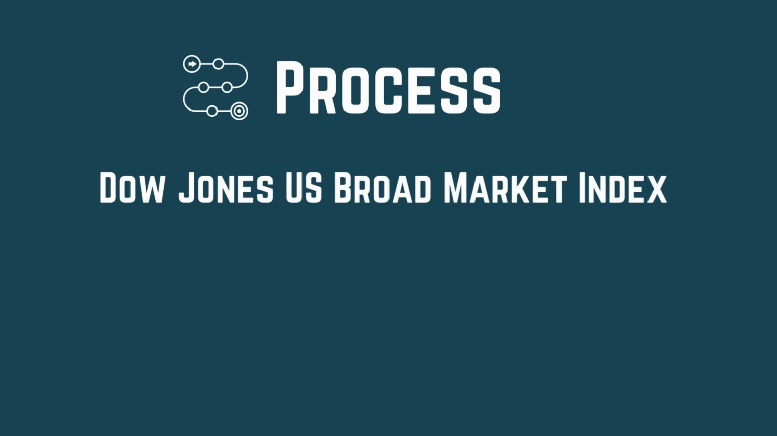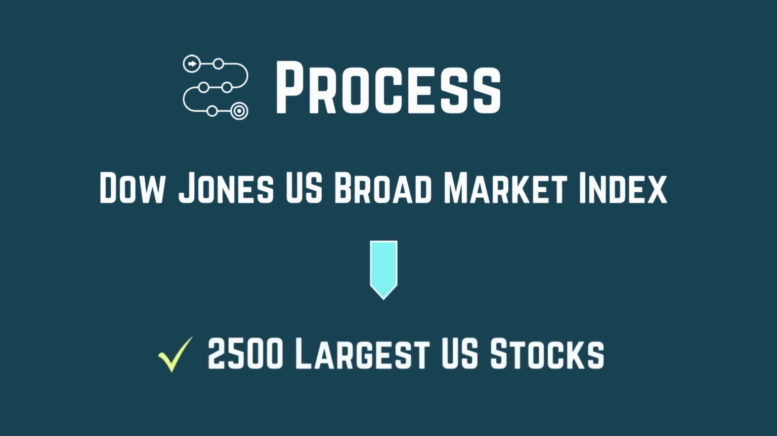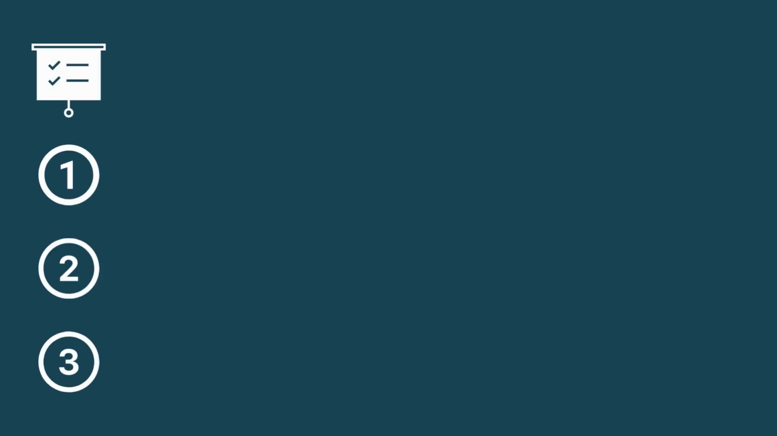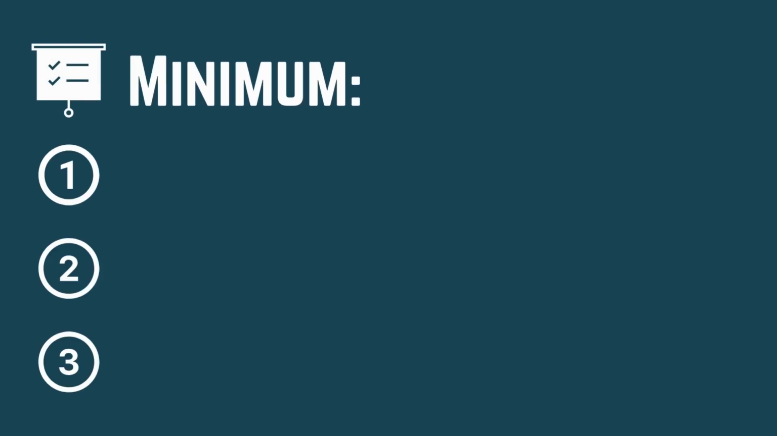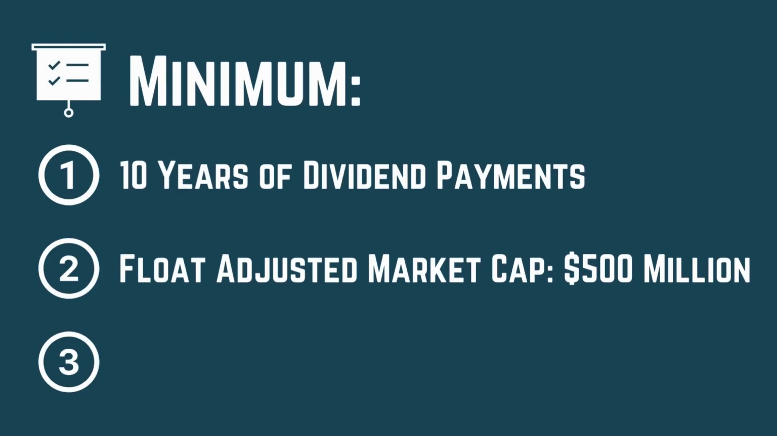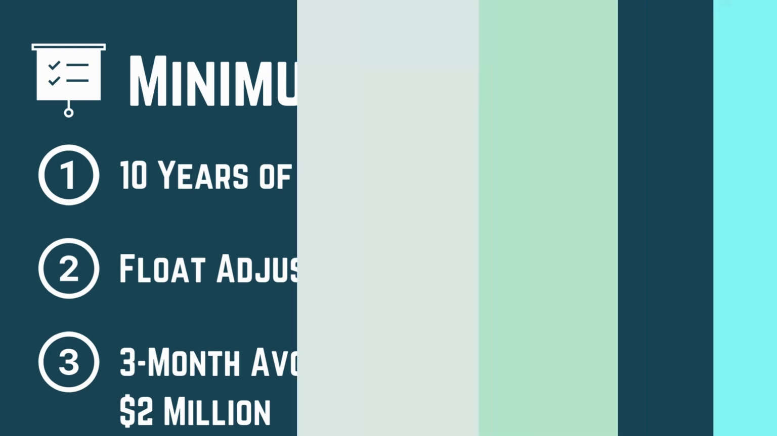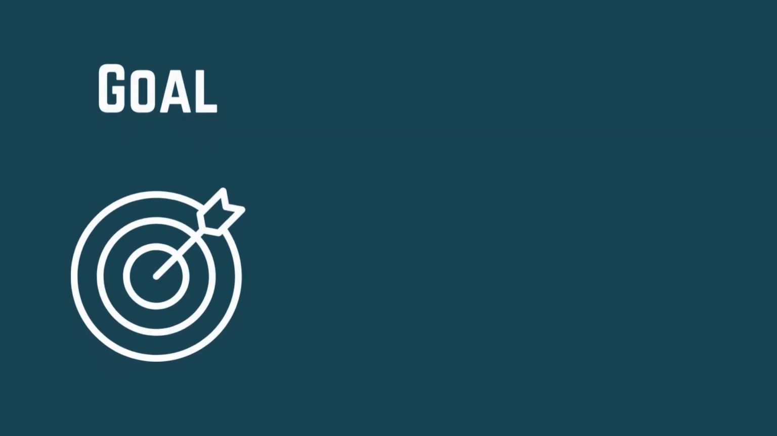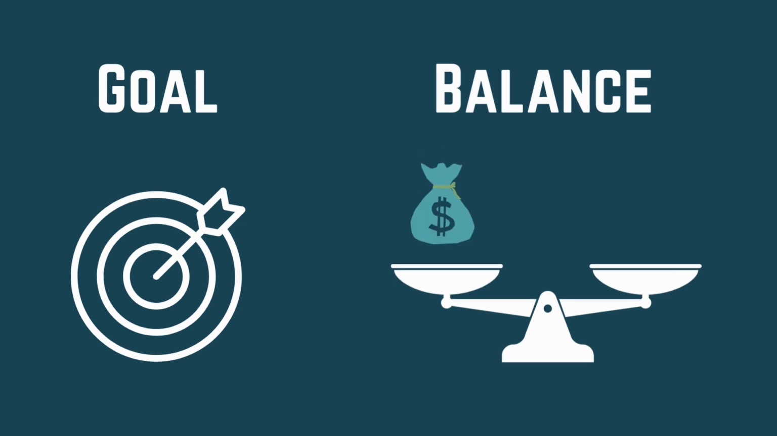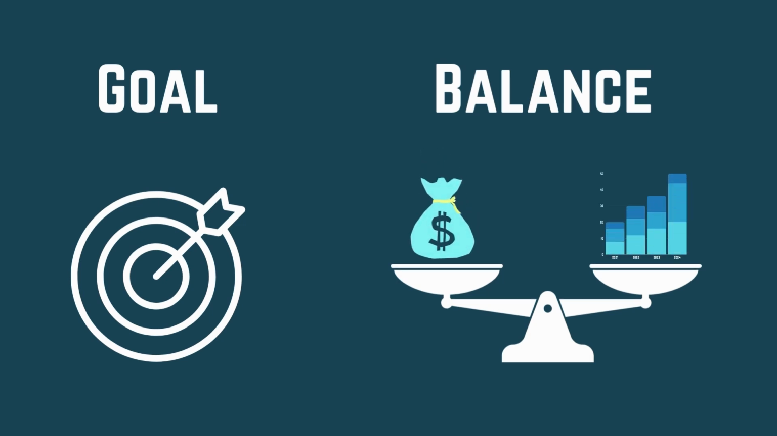The screening process starts with the Dow Jones U.S. Broad Market Index, which is 2,500 of the largest U.S. stocks. They're all screened for 3 things: a minimum of 10 years of dividend payments, a minimum float-adjusted market cap of $500 million US, and a minimum 3-month average daily trading volume of $2 million. The goal of this ETF is a balance between a source of income through dividends and the potential for long-term growth in the value of the investments.